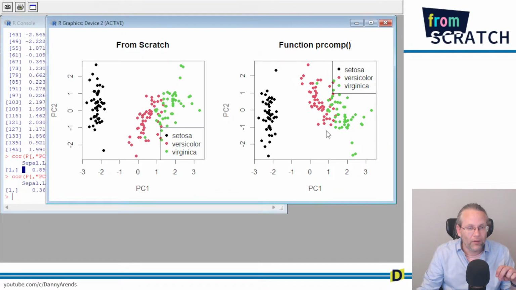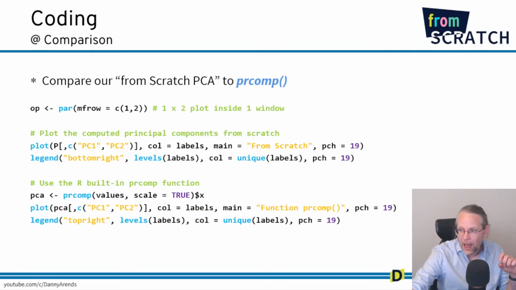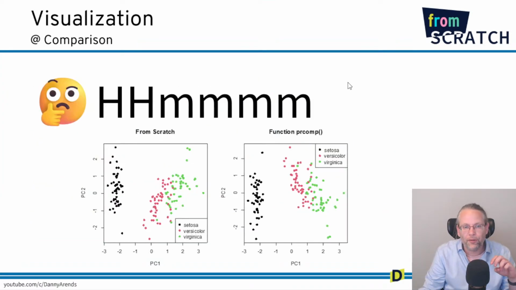All right, so let's go quickly back, right? So I also put the plot in the presentation. So I put here, right? Because if we look at our from scratch principal component analysis, it looks slightly different than when we did the prcomp, right? So we can see that there are slight differences. So what are those differences?